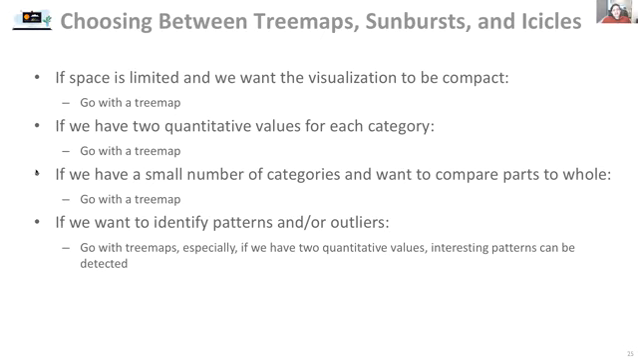In case we have a small number of categories and we want to compare parts to whole, the best option will be tree maps. If our goal is to identify patterns or outliers, tree maps will be more effective. In particular, if we have two quantitative variables to visualize, we can detect interesting patterns on tree maps.